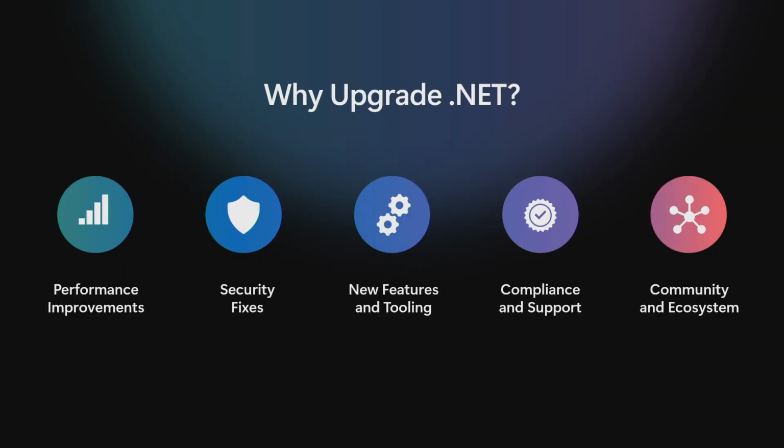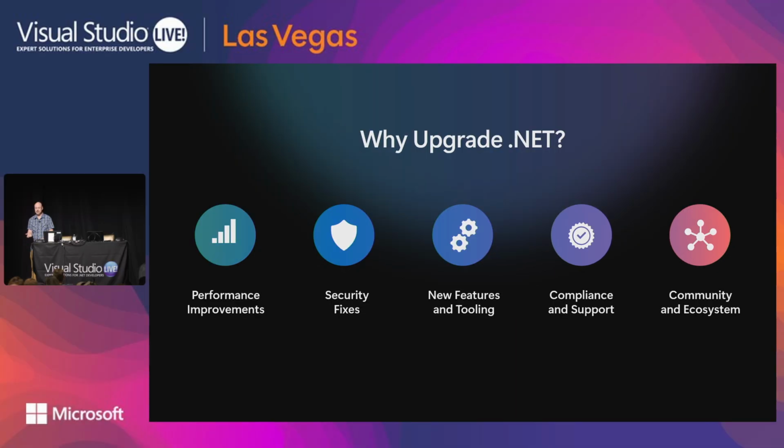But why update? Okay, so performance is important. A lot of the time, obviously moving off of Framework to modern .NET, you see huge bumps. But even between moving from, say, .NET 9 to .NET 10, big bumps, big improvements in performance, big memory improvements, better CPU utilization, et cetera.